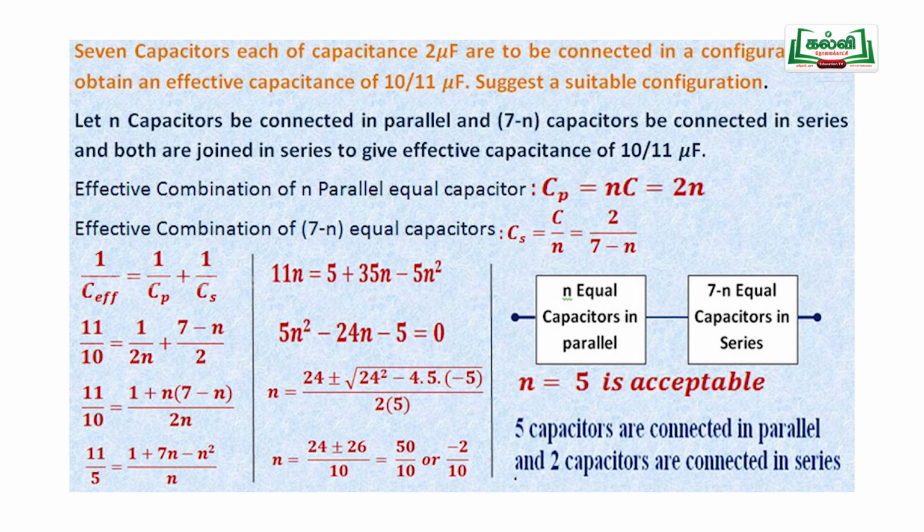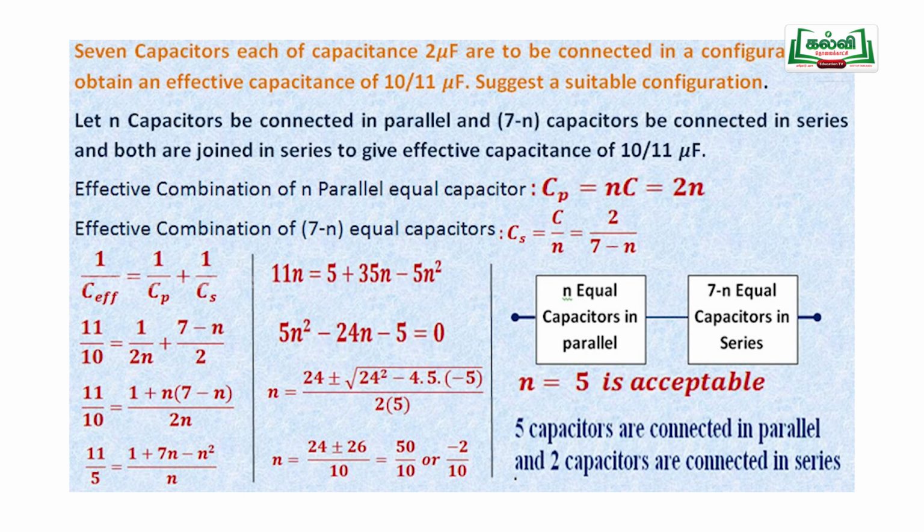Cp is equal to nC. So, n is unknown, C is known, 2, so 2n. Effective capacitance of 7 minus n equal capacitors in series, Cs is equal to C by n, so 2 by 7 minus n. So, the number of capacitors is 7 minus n.